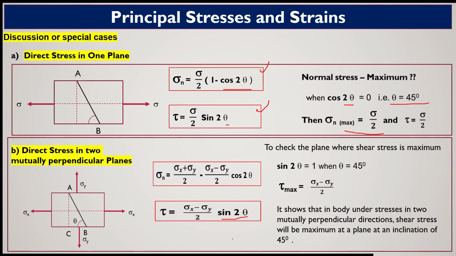Later on, when you go through other courses like design of concrete structures, you will get the application of these principal stresses in those cases. One thing is very clear in case B: when an element is subjected to stresses in two mutually perpendicular directions, the plane having an angle of inclination of 45 degree will have maximum shear stress. Thank you.